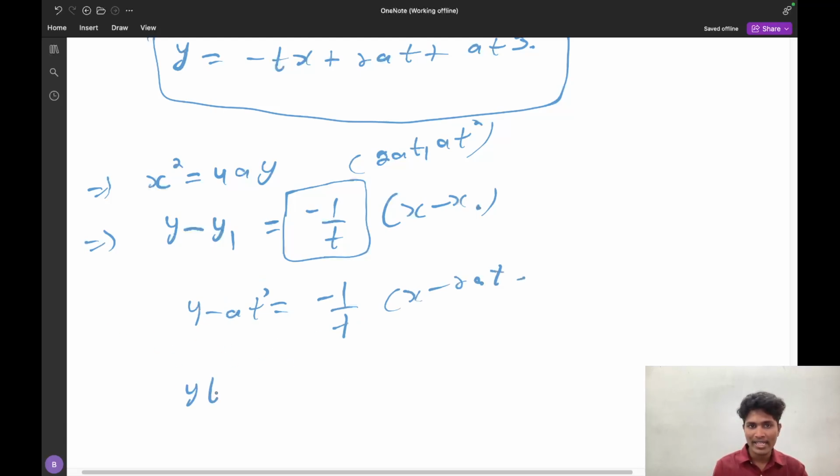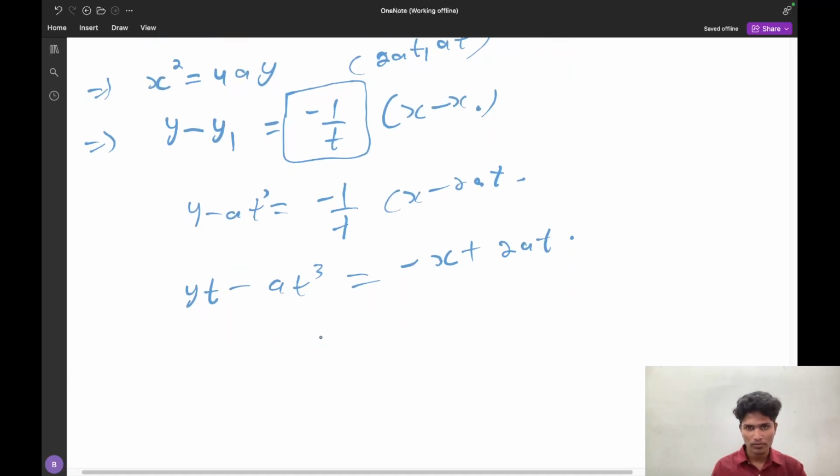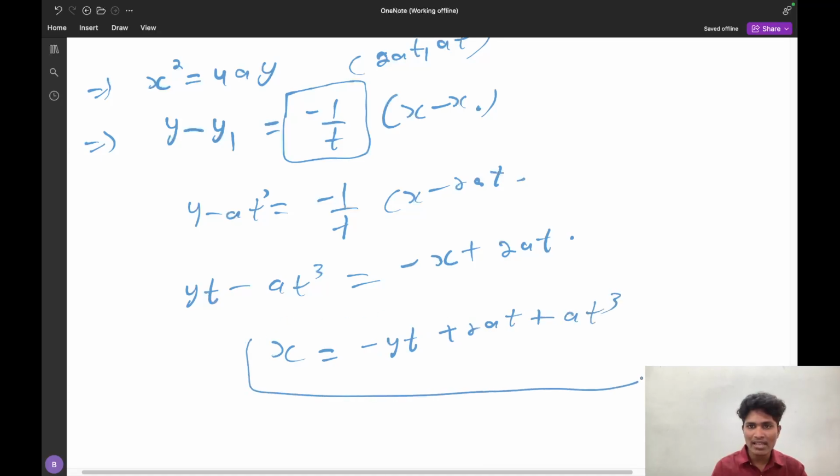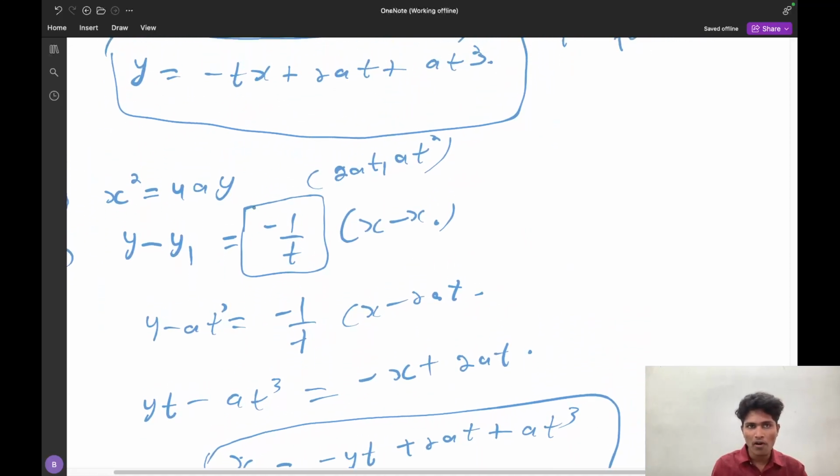Now yt minus at cube is equal to minus x plus 2at. What will you get? You will get the equation x is equal to minus yt plus 2at plus at cube. If you observe this equation and the earlier equation, what is the main difference you have found? Here in the place of y, you got x, and here minus tx, you got ty. So there is only the shift of the variables, but the equation didn't change.